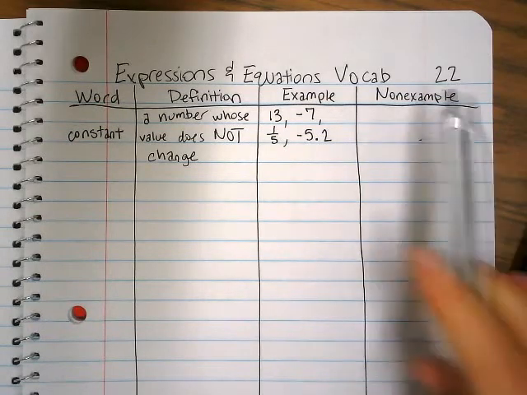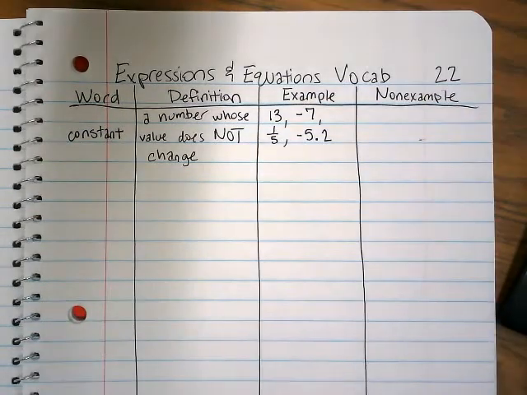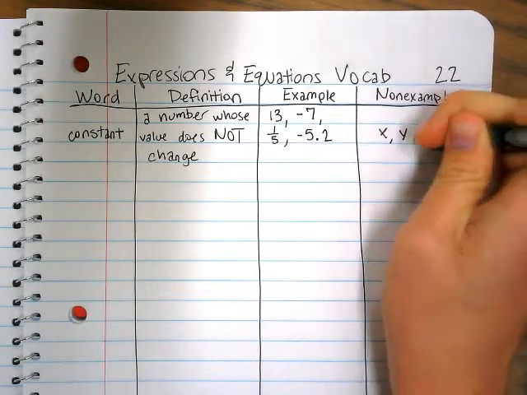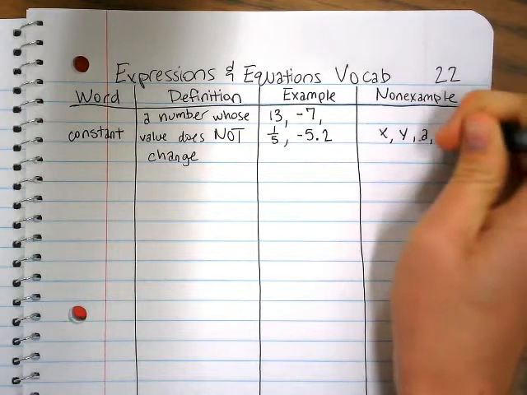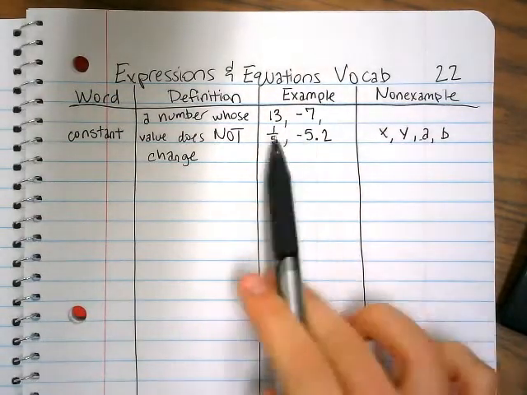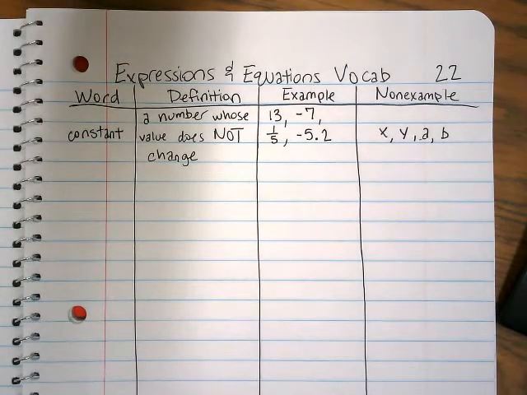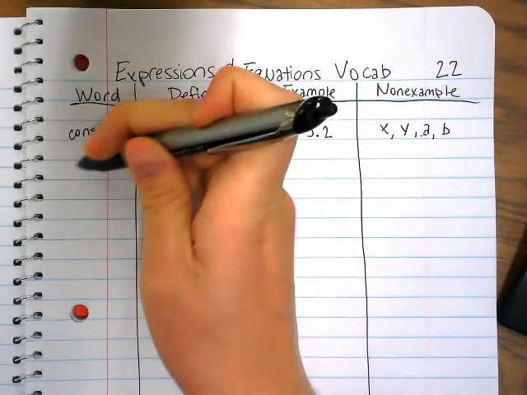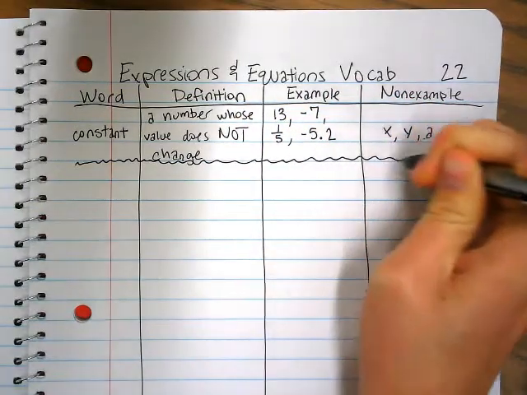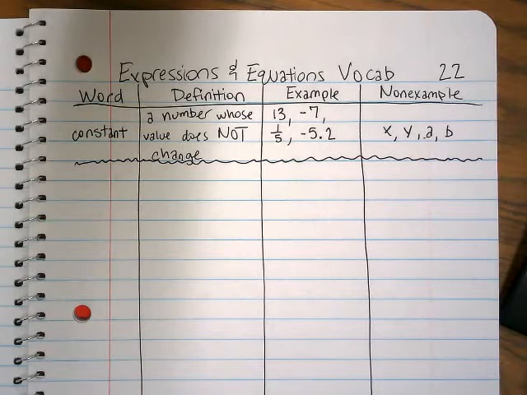Some non-examples of constants would be variables or things that are changing, which we're actually going to talk about next. But that would be if you ever see a problem that has like an X or a Y or an A or a B in it. Some sort of letter usually represents something that might change. So that would be an example of something that is not a constant. Those are changing. Whereas these numbers are always going to stay the same. Okay, I'm going to draw a little squiggly line here because we are done with our first vocab word. We've got 3 more to go.